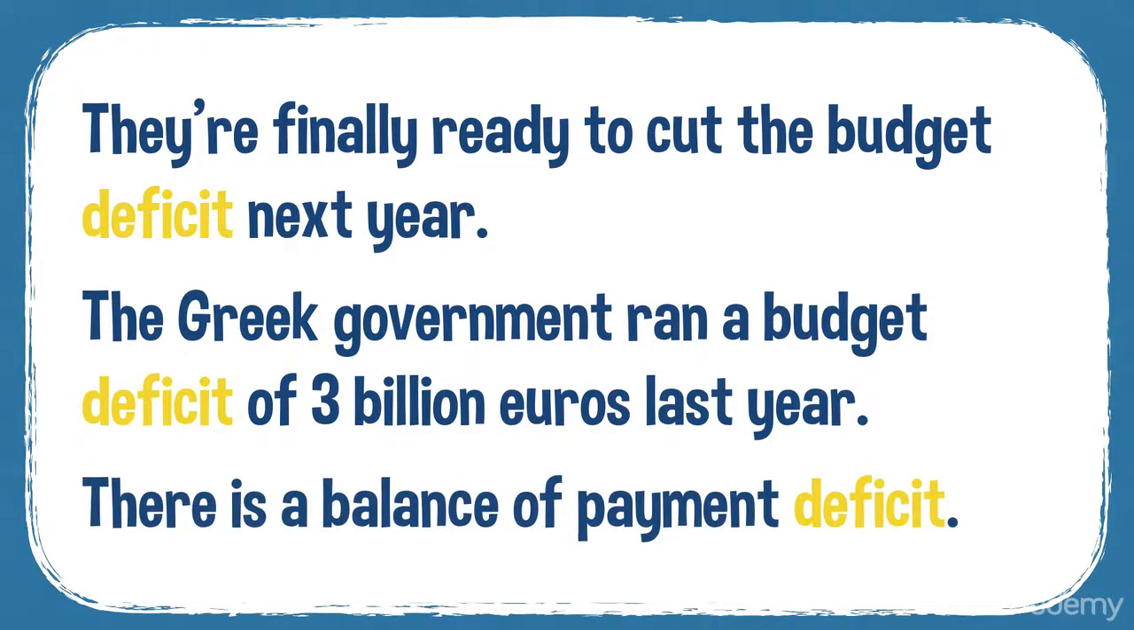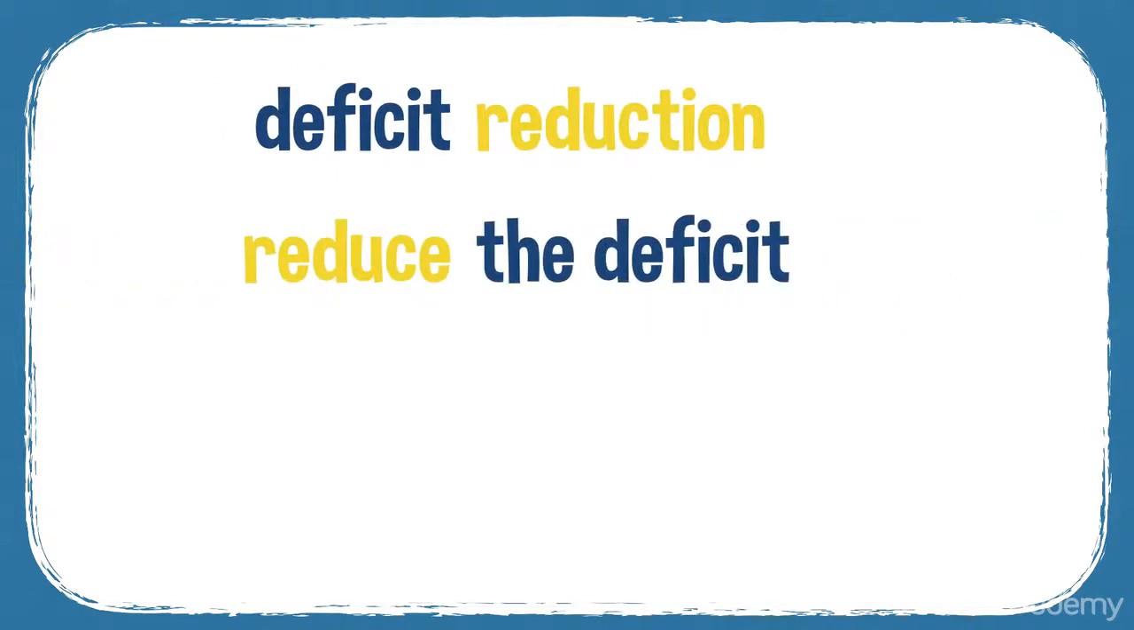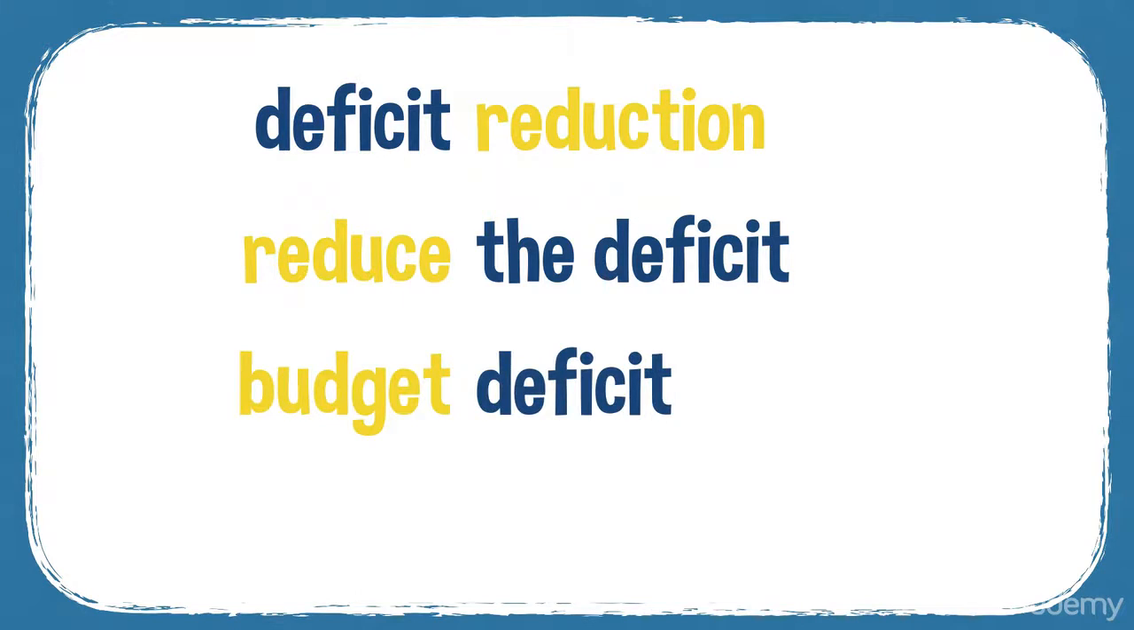There is a balance of payment deficit. Now that means that your country has more goods and products coming into the country, more imports than exports. We talk about deficit reduction, reduce the deficit, a budget deficit, but also we can use the word deficit more generally.